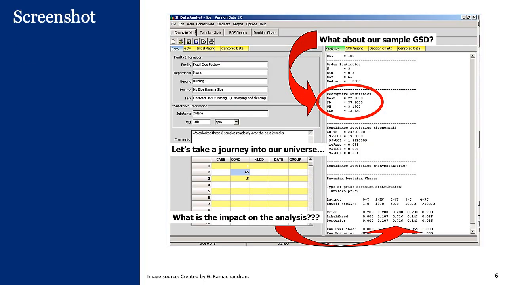We could look at the traditional statistics page of the software, and we see on the right-hand side at the top, the geometric standard deviation, GSD, is in fact 13.9. So it's clearly very high, and in fact beyond our parameter space. If you recall, our parameter space has the GSD bounded at 4, and we are clearly well beyond that parameter space. So what is the impact of this on our analysis?